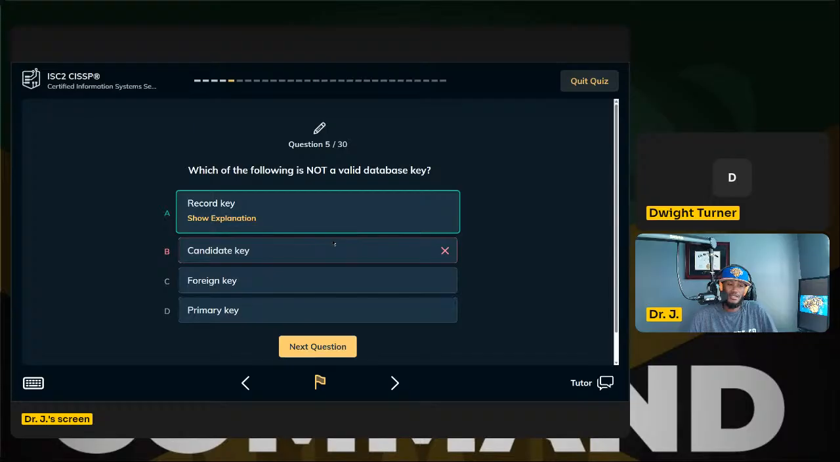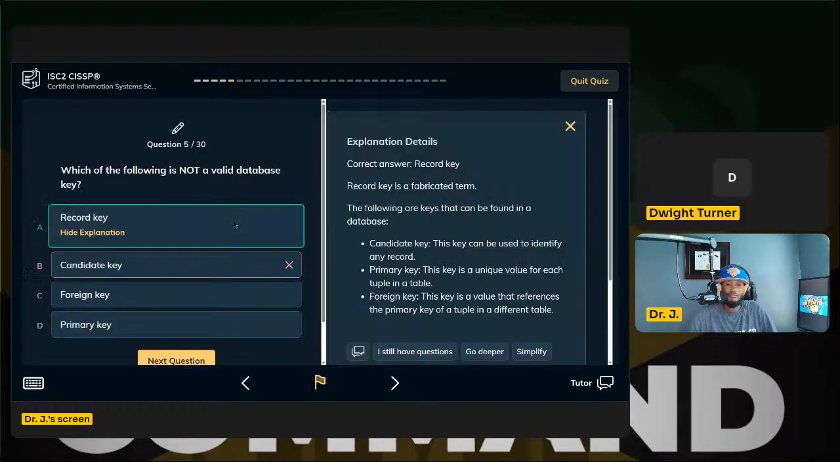Oh, it's record key. So record key is a fabricated term. A candidate key can be used to identify any record. Okay. Yeah, primary key and foreign key I knew. Primary key is a unique value for each tuple in a table. Foreign key is a value that references the primary key of a tuple in a different table.